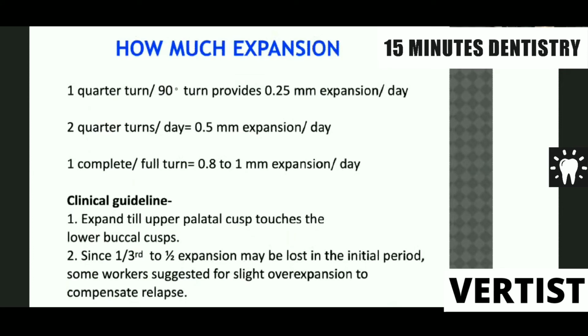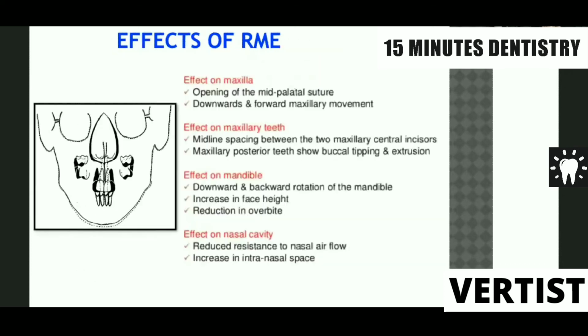The other question that is asked is how much expansion. Generally, a one quarter turn, that is a 90-degree turn, provides about 0.25 millimeters of expansion per day. Two quarter turns will give 0.5, and one complete turn will give about 1 millimeter because the pitch of the screw is 1 millimeter. The clinical guideline is to expand till the upper palatal cusp touches the lower buccal cusp, since half of the expansion may be lost, so overexpansion is done to compensate for the relapse.